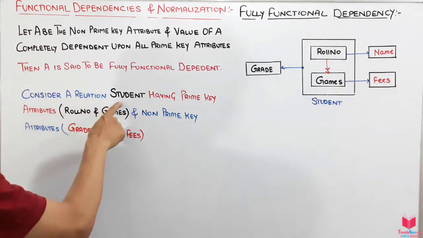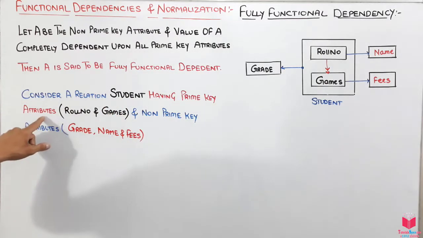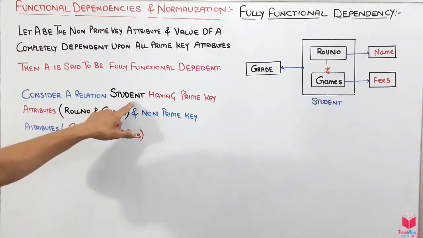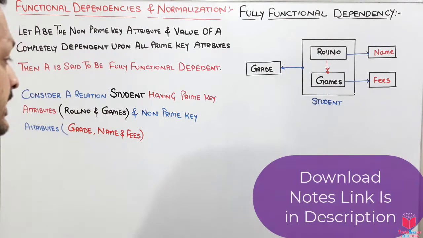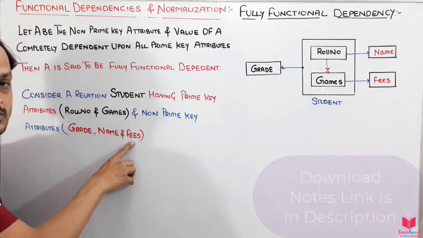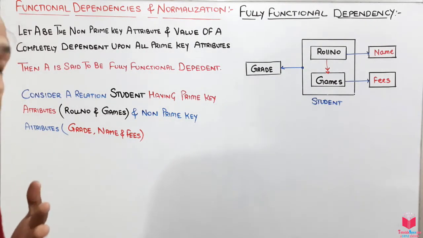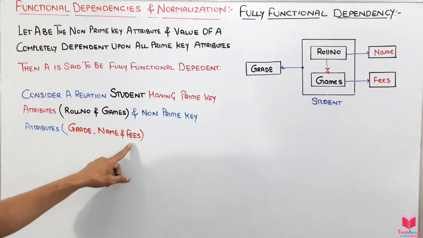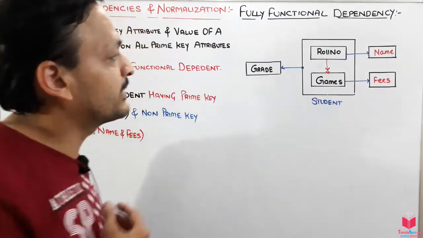Consider a relation, the table student, having the prime key attributes roll number and games. We have a table student in which roll number and games, 2 attributes, are the prime keys, and the non-prime key attributes are grade, name and fees. These are the 3 non-prime key attributes. That means we have 5 attributes here: roll number, games, grade, name and fees. This is basically the graphical chart of functional dependency.